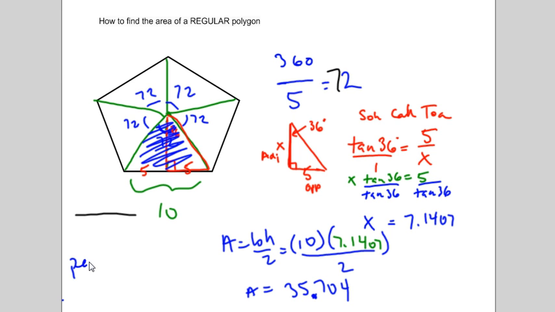Okay, so the pentagon equals 35.704 times the 5 triangles. And I've got 178.5. Okay. Only reason I'm spending time on this is because there is a question like this on your assignment.